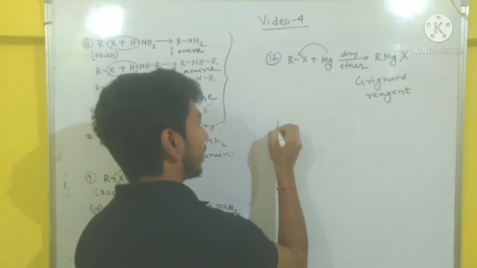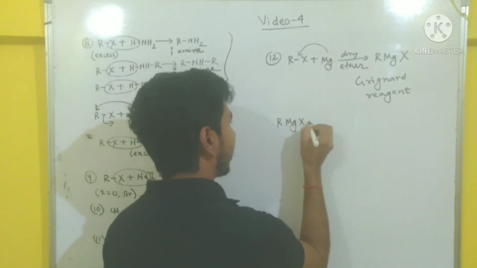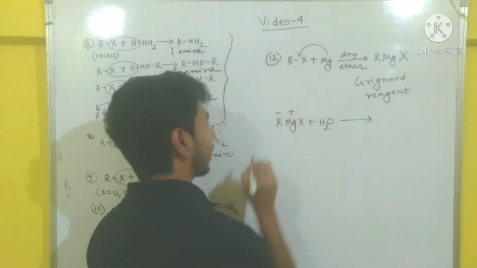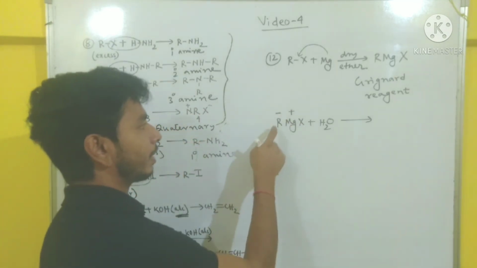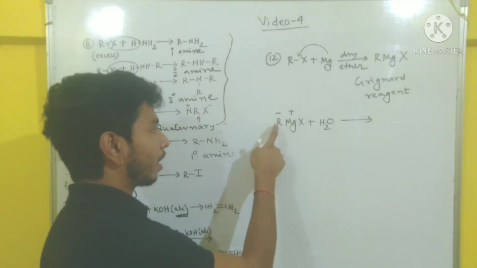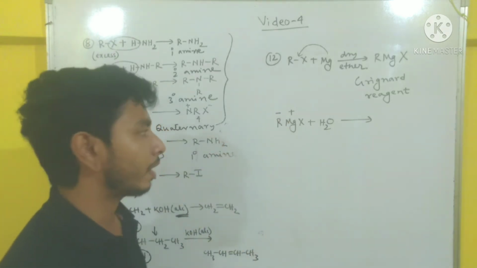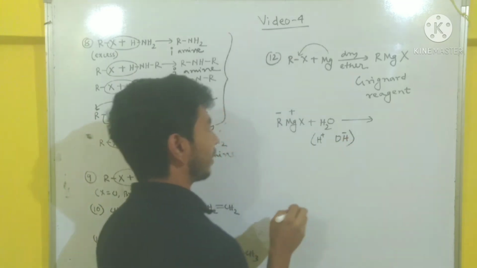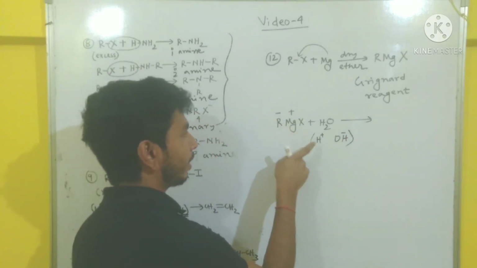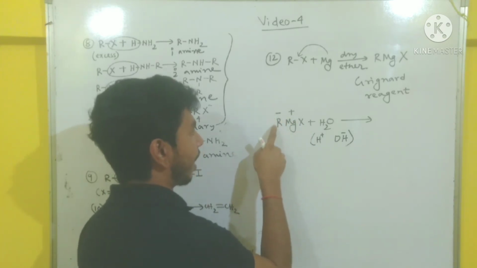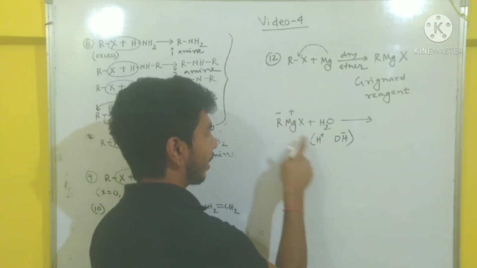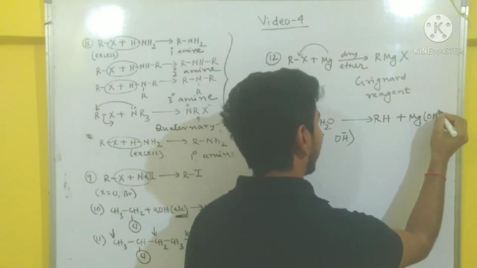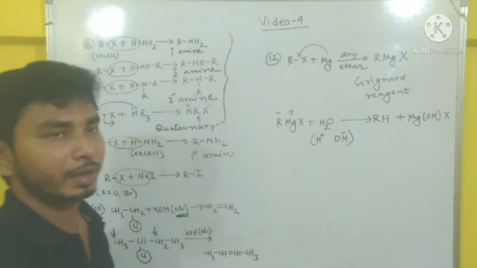Now this Grignard reagent is very sensitive to moisture. In presence of moisture, what is the product? Here magnesium is plus, alkyl group is minus, because magnesium is metal and alkyl group is carbon, and carbon is more electronegative as compared to magnesium. Water is H plus and OH minus. So positive will combine with negative and negative will combine with positive. R is negative, it will combine with positive H, so it becomes RH plus MgOH. This is the reaction with the magnesium.